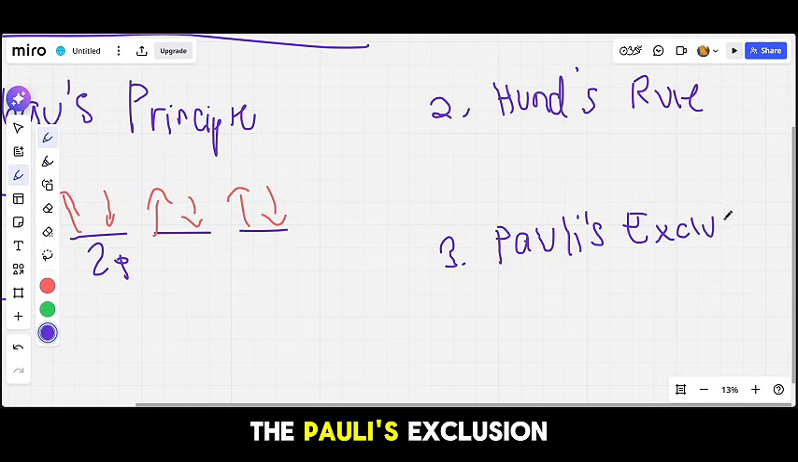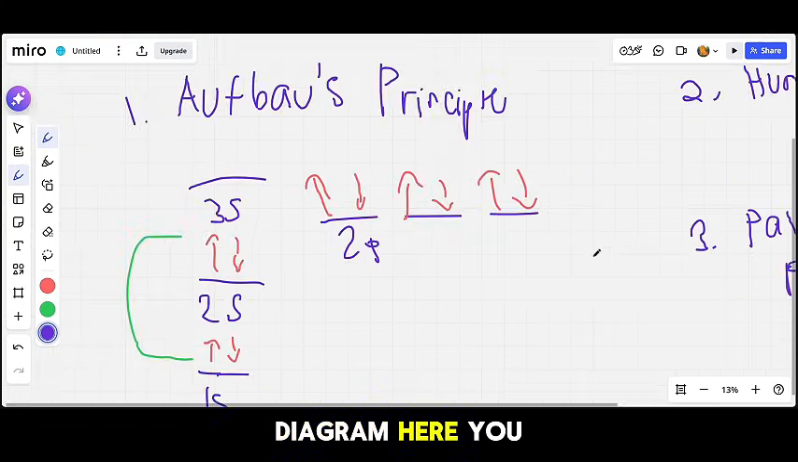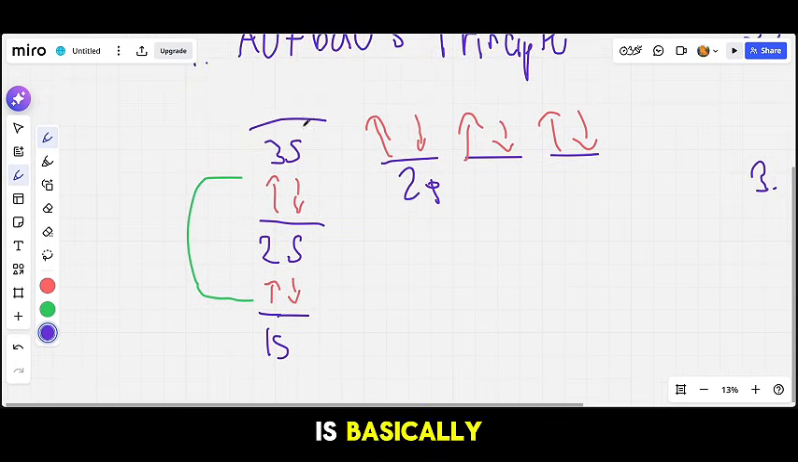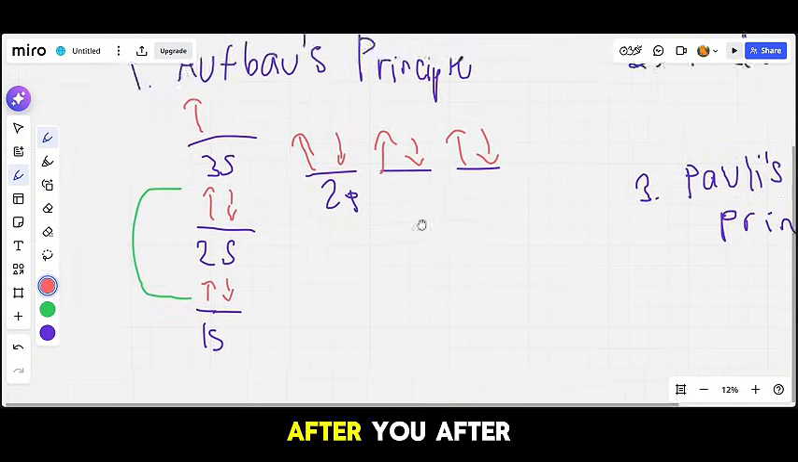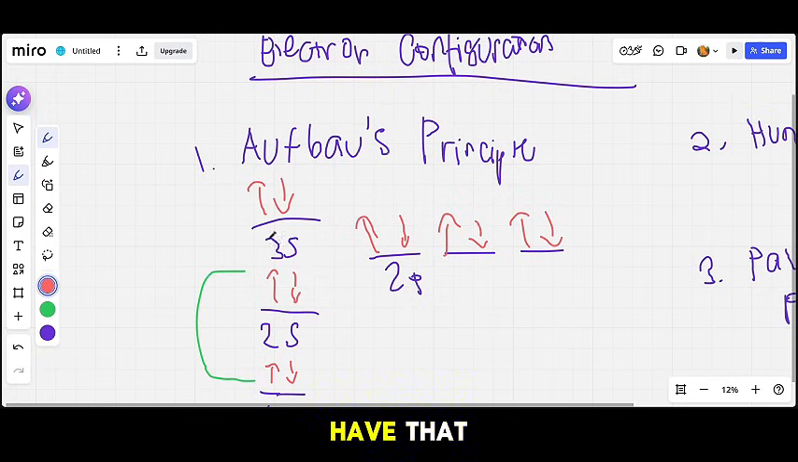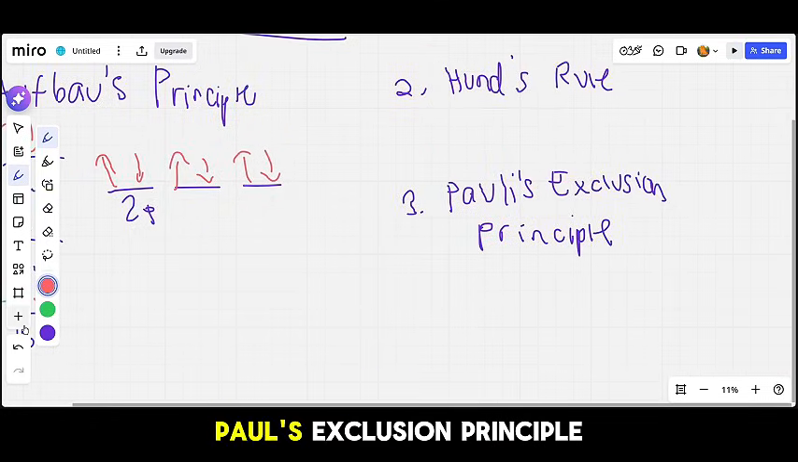So what is the Pauli's exclusion principle? Suppose you have this diagram here. You have this same diagram. Now you can see the tree S is basically the missing one here. After you've considered everything, now that you've finished the diagram, we need to talk about the Pauli's exclusion principle.